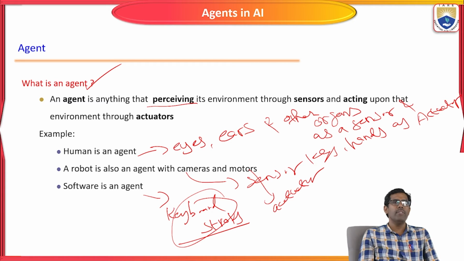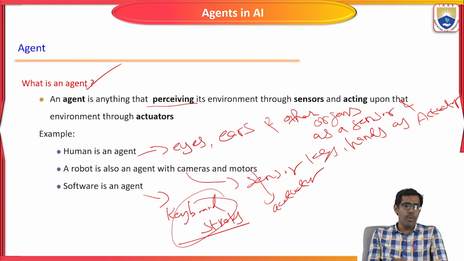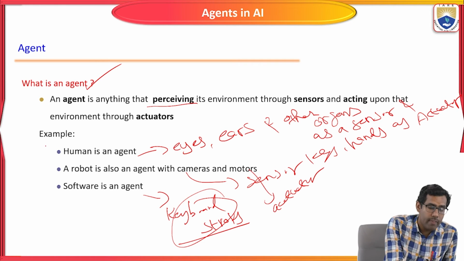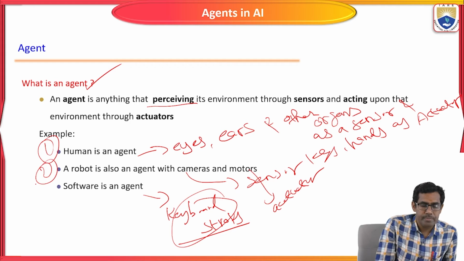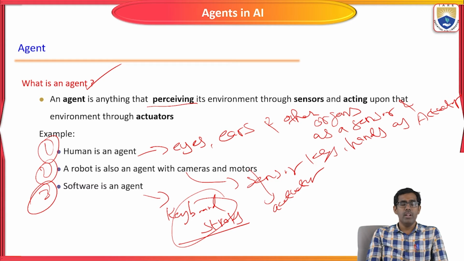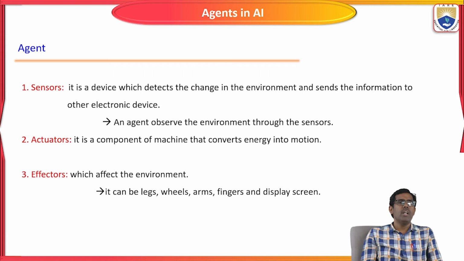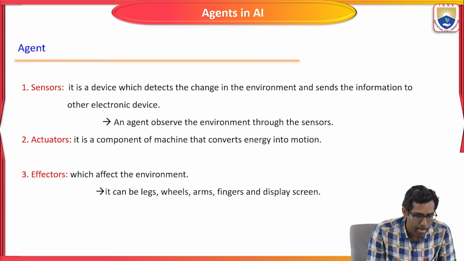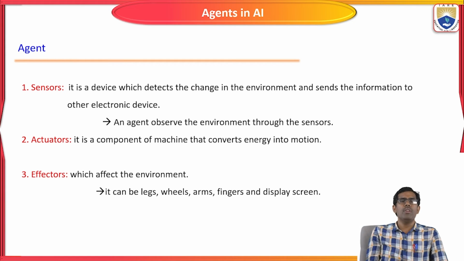Here is an example of that agent. What are the different types of agent? The first one is the human agent. The second one is the machine agent or robot agent. The third one is the software agent. These are the three types of agent in artificial intelligence. I hope you understood what an agent in artificial intelligence is. Now we will see some basic concepts and the different components of an agent.